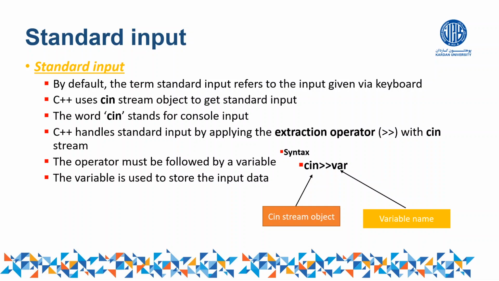So we use this for getting input from the user. Now the operator must be followed by a variable. This operator, the extraction operator, must be followed by a variable. Just like in this case, you can see we have the cin stream object, then we have the extraction operator, and then we have the variable. The variable must be terminated by the semicolon. Now, the variable is used to store the input data. Normally, we use this variable in order to store some value.